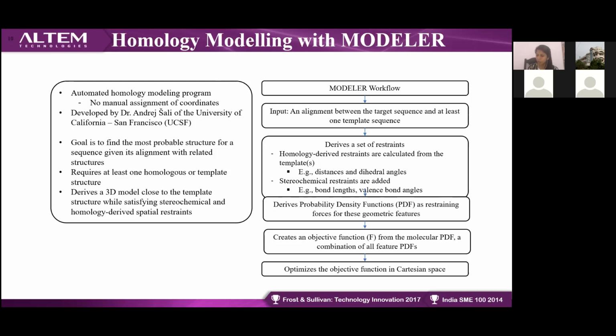If you need to study more about this, you can go to the modular website, and you will have some PDFs available on how the modular has worked, what all the restraints are, what the probability density function score is, and why the probability density function score is important, why it has been used, and why it has been calculated for the geometric features. So these things will be available on the modular website itself.